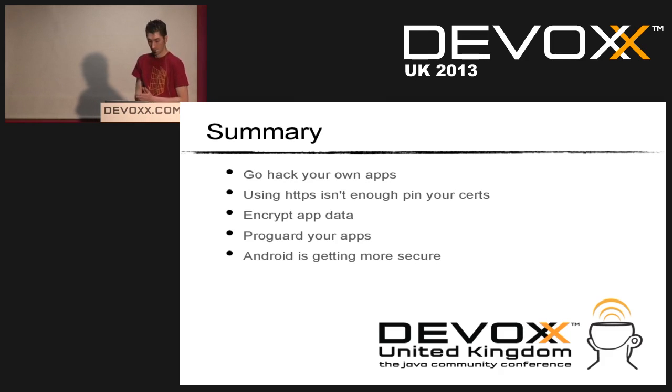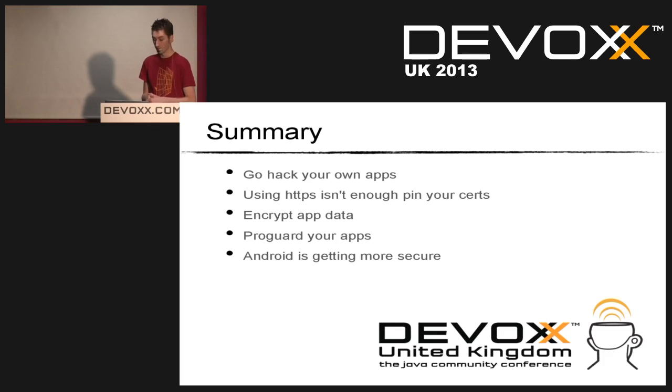So use HTTPS for sure, but make sure it's going to a validated connection. Things like pinning your certificates is a good way of doing that. Encrypt your app data. Don't rely on the fact that the device can be encrypted. And then I showed you a couple of really cool libraries to make that really easy. ProGuard the app, obfuscate the code, make it that much more difficult.